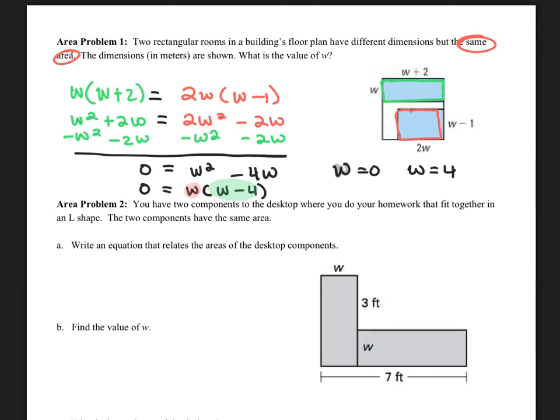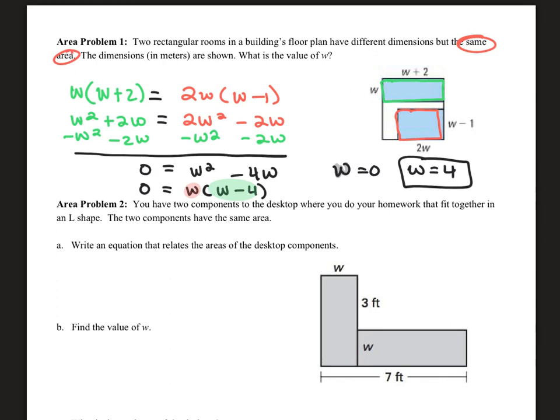If I go back to the picture though, and if I look at just, say, the green rectangle, well, if this was 0, I wouldn't have a rectangle at all, I'd have a line. And if this was 0, same thing, 2 times 0 would be 0. So even though this quadratic equation, if I were to graph it, would have 2 roots, crossing the x-axis at 0 and at 4, within the context of this problem they both don't make sense. Only one of them makes sense, and the only one that makes sense is w equals 4. So sometimes we can have multiple answers, and sometimes we have to eliminate some based on context.